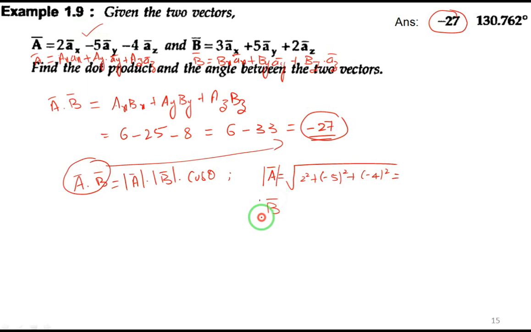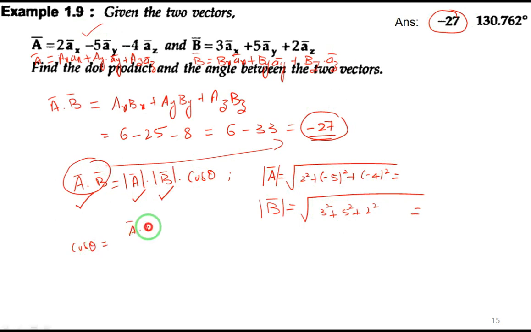Similarly, you calculate the magnitude of B vector, under root of 3 square plus 5 square plus 2 square. So you will get some value. You know vector A dot vector B, you know the magnitude of vector A, you know the magnitude of vector B. Then calculate cos theta. Cos theta is equal to vector A dot vector B divided by magnitude of vector A times magnitude of vector B. Substitute the magnitudes here, and finally you calculate theta. Theta is equal to cos inverse of this entire quantity.